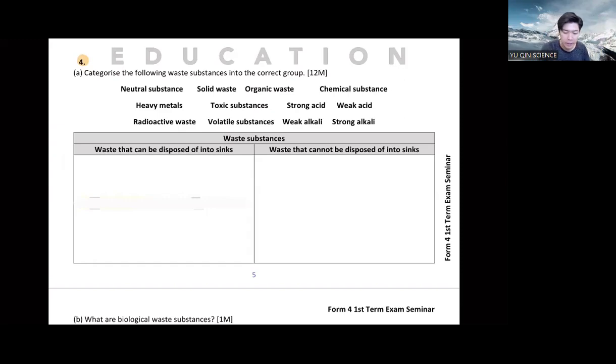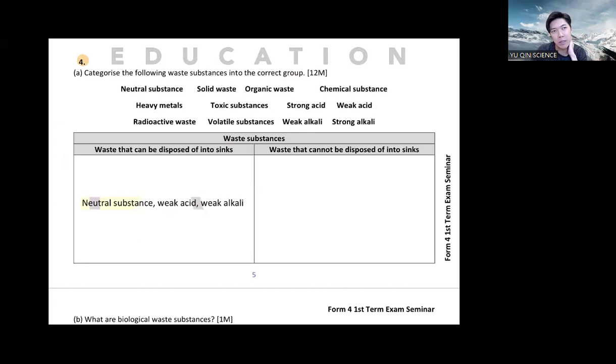Okay, so anything that can be disposed into the sink should be between pH 5 to 9: weak acid, weak alkaline, and of course neutral. So I guess quite limited items. Like neutral substances, weak acid, weak alkaline.